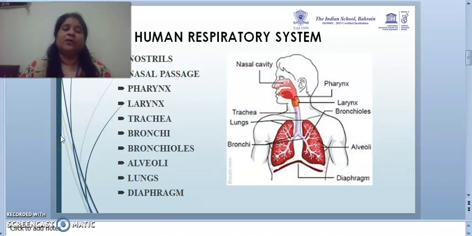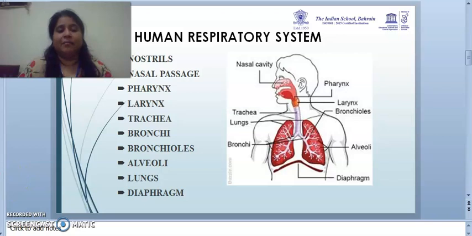Now as you know, all organ systems consist of many parts or organs that work together. Similarly, the human respiratory system has different parts and organs associated with it, starting with the nostrils and ending with the diaphragm. You can see a list of organs: nostrils, nasal passage, pharynx, larynx, trachea, bronchi, bronchioles, alveoli, lungs, and finally the diaphragm, which helps in the breathing process.